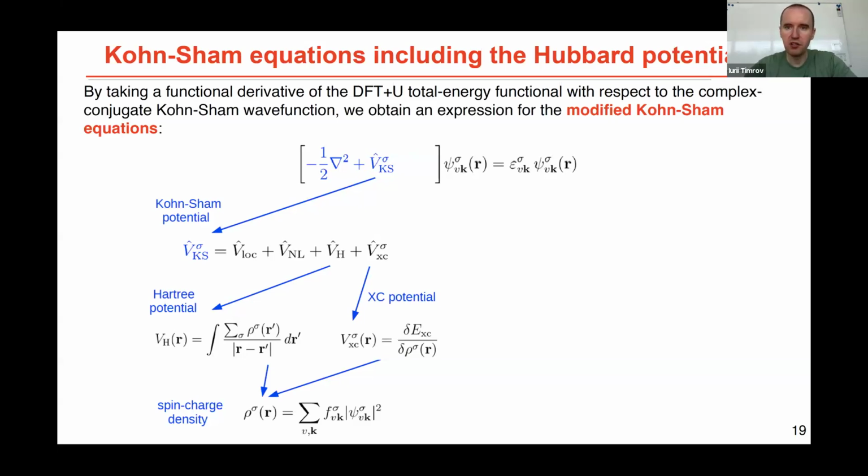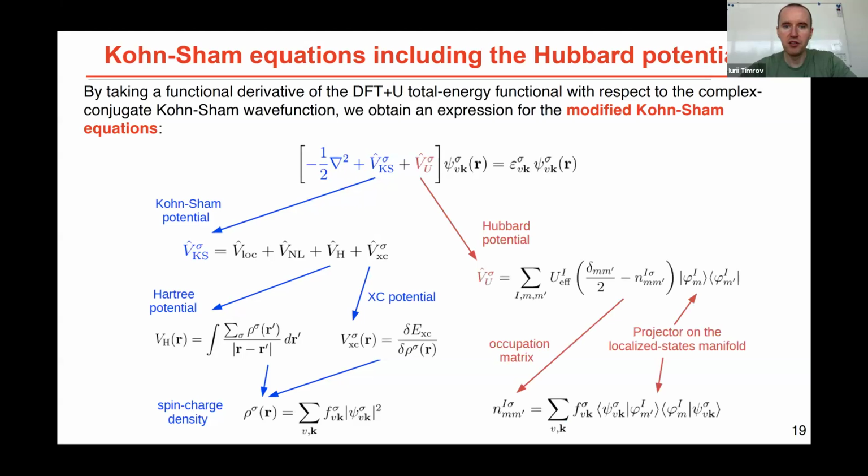Now, in DFT plus U, what changes? We have an extra potential, the red term, called the Hubbard potential. We need to insert it into the Kohn-Sham equation. This Hubbard potential has this expression: U times the Kronecker symbol divided by 2 minus n, multiplied by the projector. Here it depends on the occupation n, the occupation matrix that we already saw previously. And we still need to solve this modified Kohn-Sham equation self-consistently.